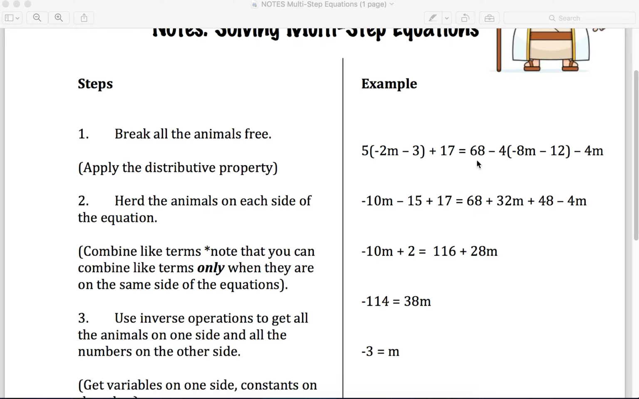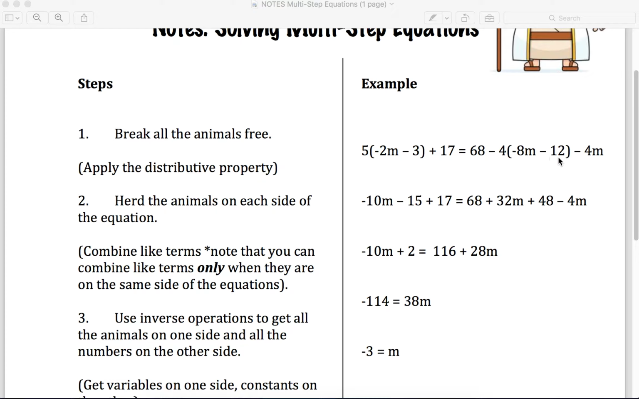On the other side of the equation, the right side, we're going to distribute this 4 as a negative 4 because there's a subtraction sign in front of it. So we can just think in our head that that's like adding negative 4. So we'll distribute negative 4 to negative 8, we get positive 32. Distribute negative 4 to negative 12. Again, when you see subtraction, you can just think in your head that's like adding a negative.